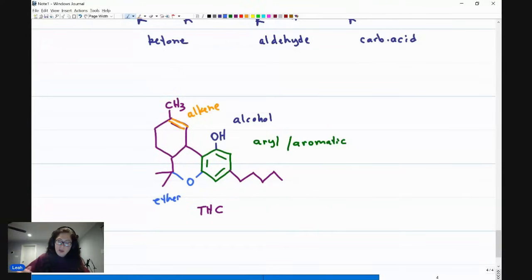Question, isn't that a phenol, not a benzene? If I have a molecule that looks like this, just a benzene ring with an alcohol on it, that is called a phenol. Absolutely correct. But in this molecule, there's so much more going on. It's not just a phenol because there's a lot more around it, but that is a very, very good question.